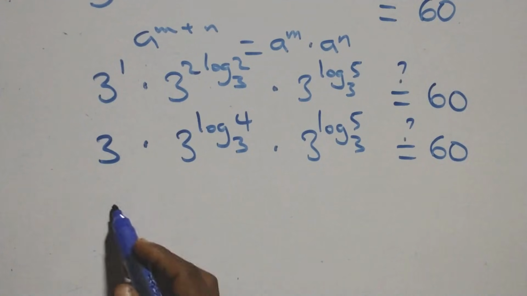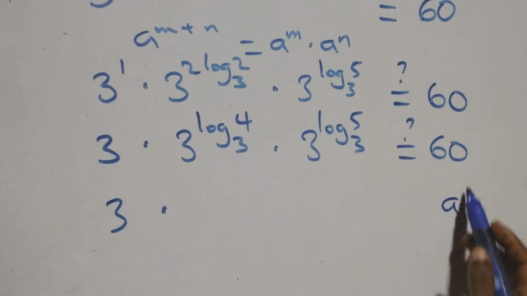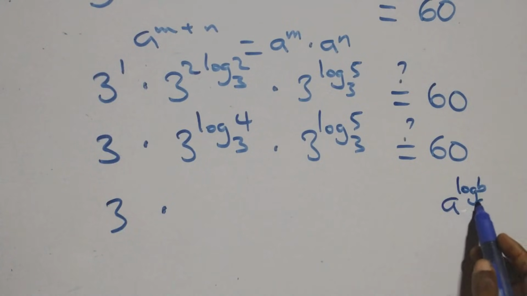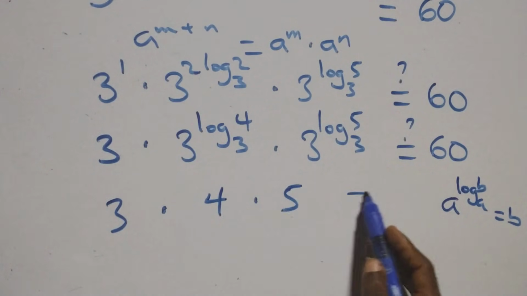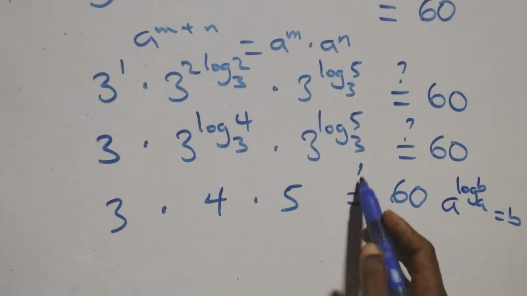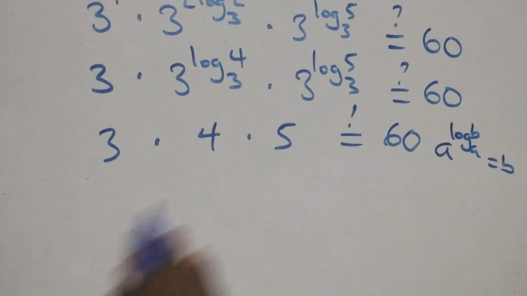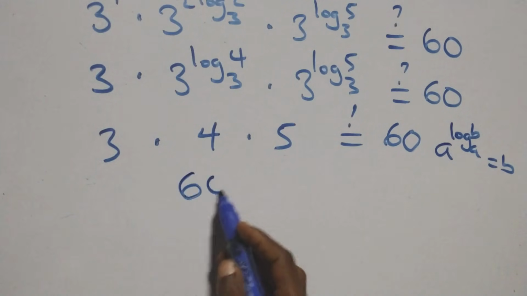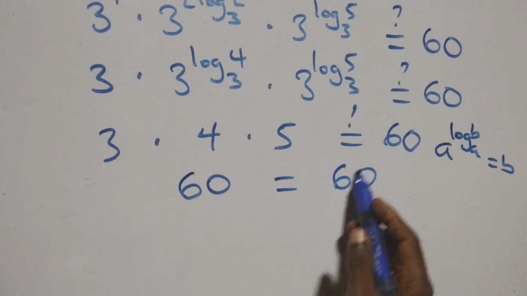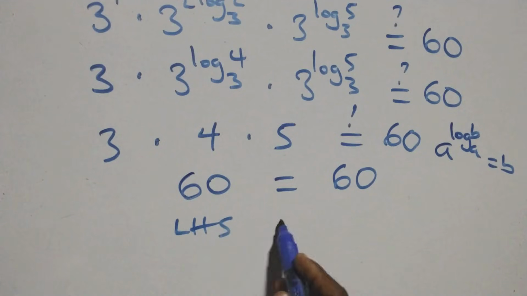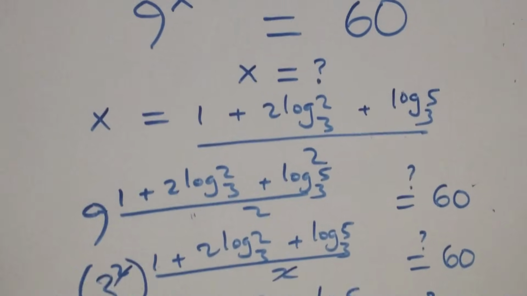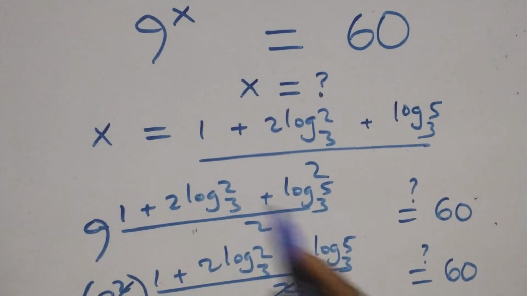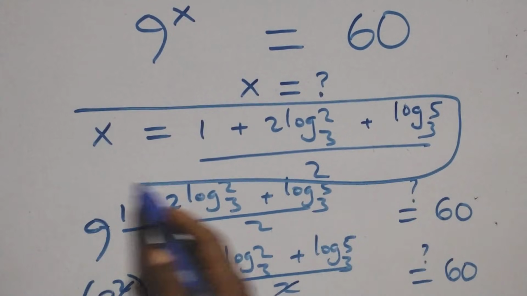That is, here we have 3 times. This follows when we have a raised to power log b to base a, which is equals to b. That is, here we have 4 times 5 is it equals to 60 on this side. Then 4 times 5, 20. 20 times 3, that's 60, which is equals to 60 on this side. Left hand side is equals to the right hand side, and therefore we conclude that x equals to 1 plus 2 log 2 base 3 plus log 5 base 3 all over 2 satisfy this given problem.